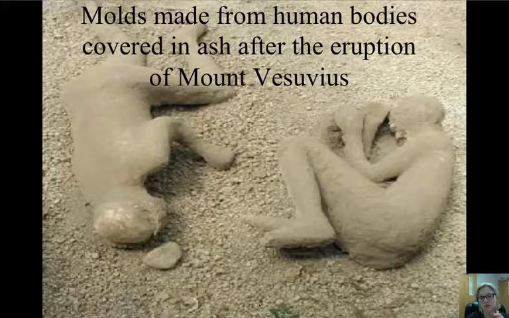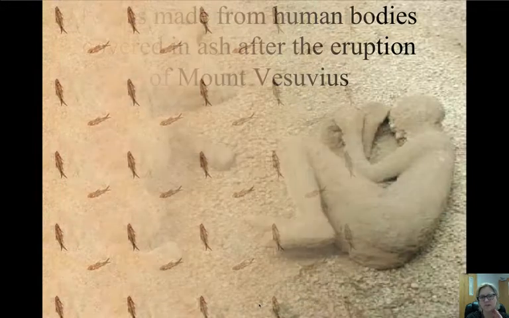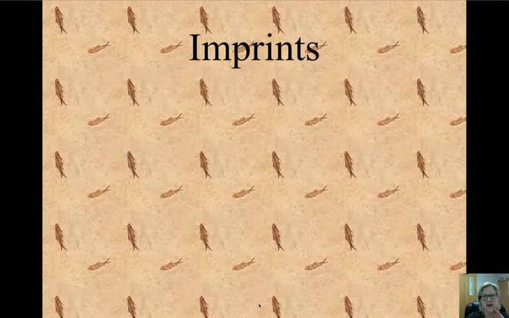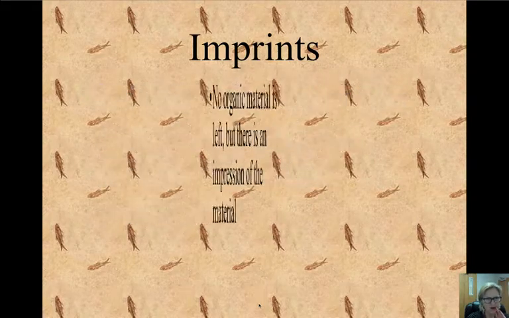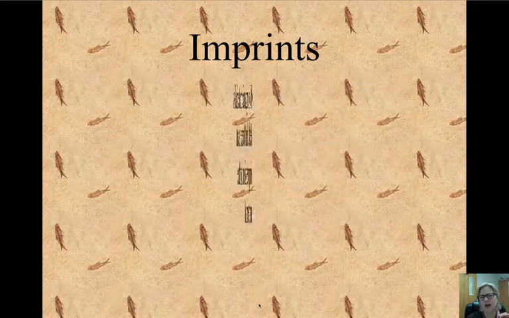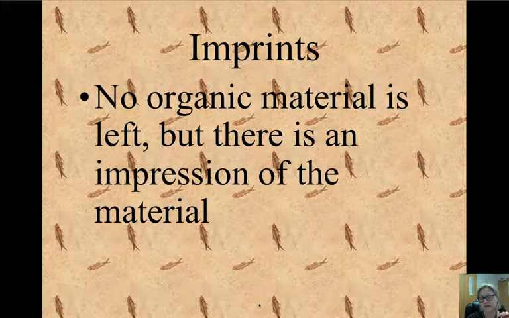But those were real people, and the organic material in their bodies has decayed and left that mold. Okay, imprints. No organic materials left, but there is an impression of the material. It's kind of like when you put your handprint in the clay, and your parents then fire it, and you have a permanent imprint of your hand from when you were little.